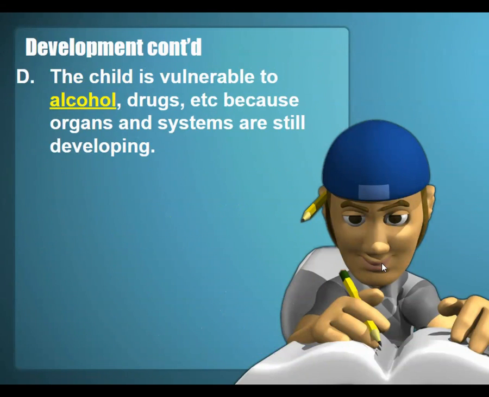The child is vulnerable to alcohol, drugs, and etc. because the organs and systems are still developing. So if the mother drinks or smokes or does drugs, that will have a huge effect on the baby because it is developing. And if any of those chemicals interfere with their development, that baby might be born with problems.